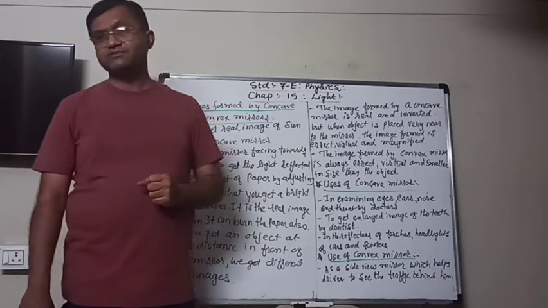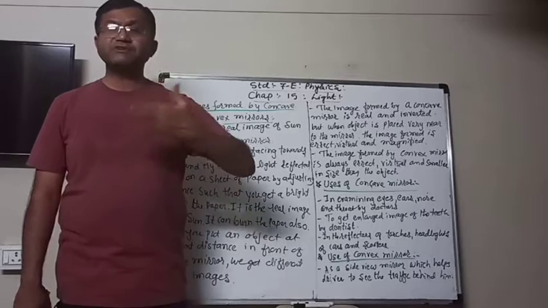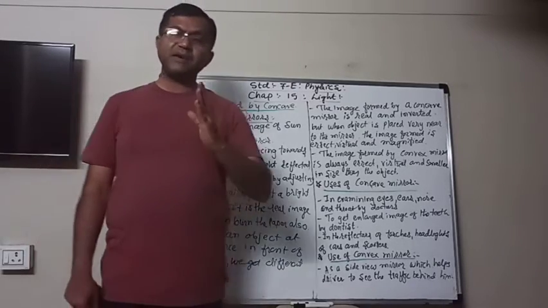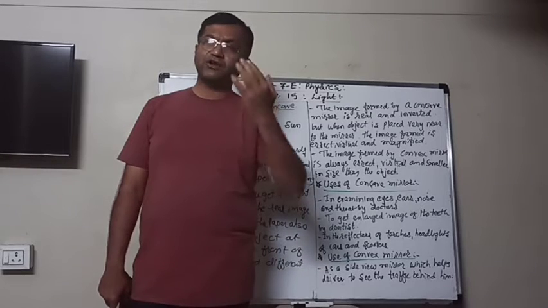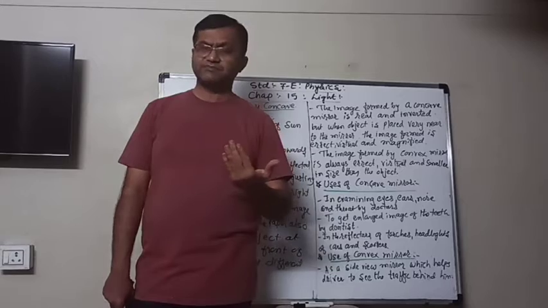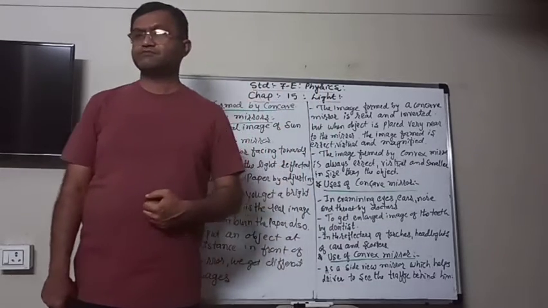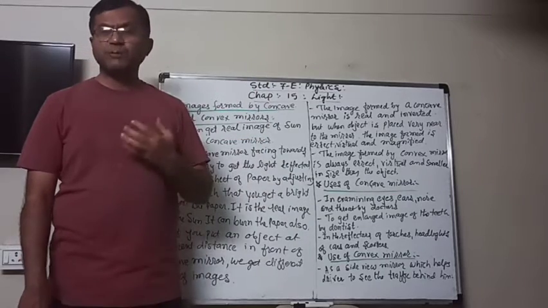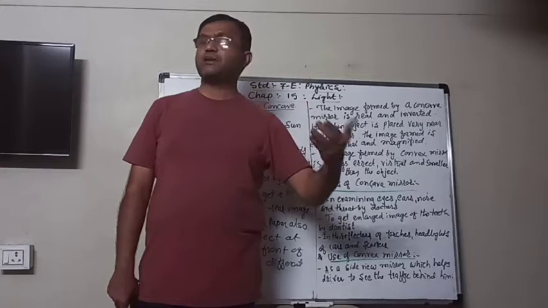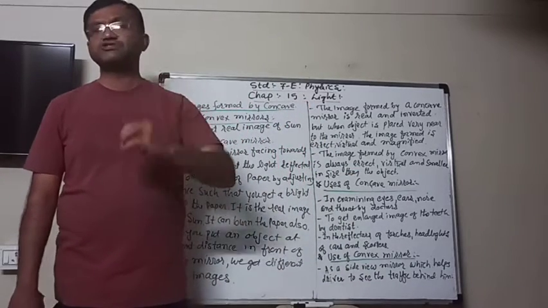Why is it a real image? Because you got it on the piece of paper, means it acts like a screen. So if the image can be obtained on the screen, that image is known as real image, that we already learned in previous sessions. But in the case of plane mirror, we saw that the image cannot be obtained on a screen, therefore it is virtual image.